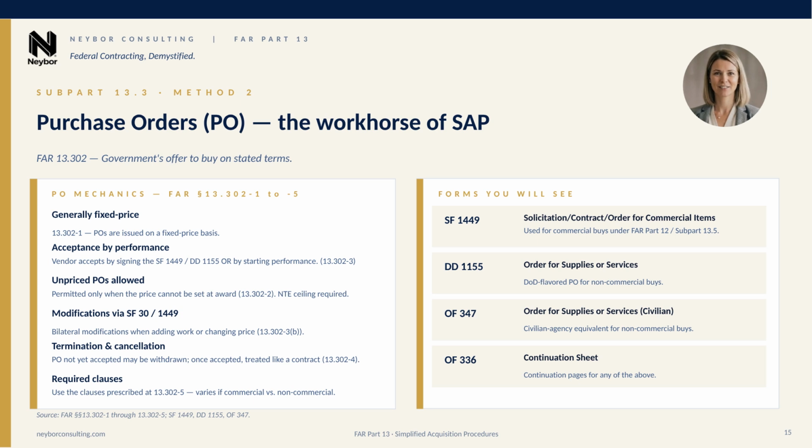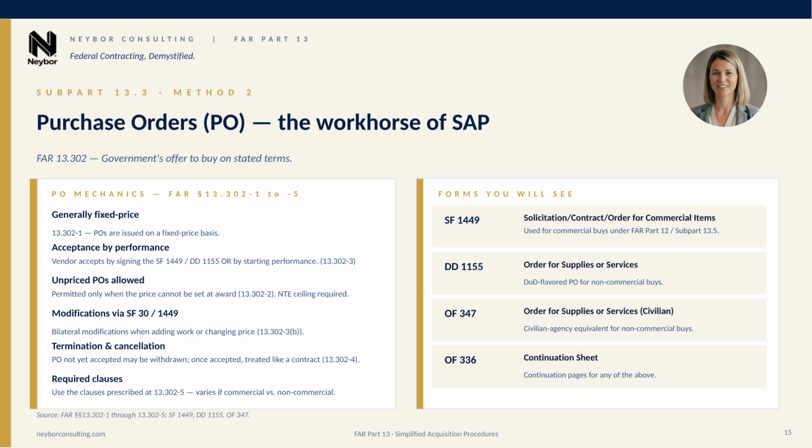The second method, purchase orders, is where most vendors live. On the left, we see the legal mechanics. POs are generally issued on a fixed price basis. The vendor accepts by signing or by beginning performance, and once accepted, the PO is a contract. Unpriced POs are permitted, but only when the price cannot be set at award, and they require a not-to-exceed ceiling. Modifications are bilateral, executed on an SF-30 or a new SF-1449. The order can be withdrawn before acceptance.